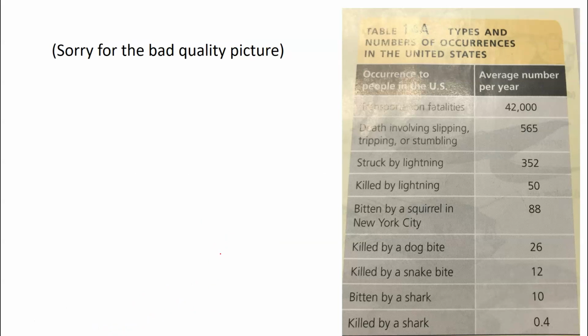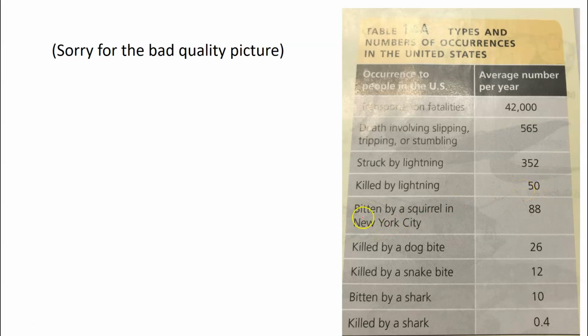Let's look at another one here. I saw this in a textbook, and I'm not going to necessarily go through what textbook it was. I do apologize, my picture has a bad glare at the top. What that says is transportation fatalities. So we've got the occurrence to people in the United States in an average year. This is how many people die in car crashes. This is how many die from slipping, tripping, or stumbling. This is how many are struck by lightning. This is how many are killed by lightning. And again, this is just in the United States.